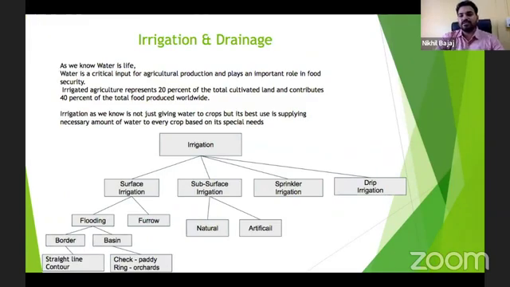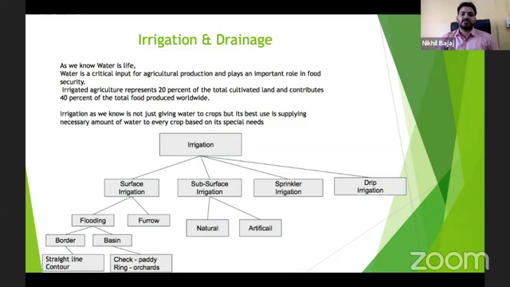We know that water is life, and how important water is for doing agriculture. So irrigation plays an important role which helps us to save water and give the necessary amount of water to the crops. We all might know that there are various types of irrigation used, like surface irrigation, subsurface irrigation, sprinkler irrigation, and drip irrigation.